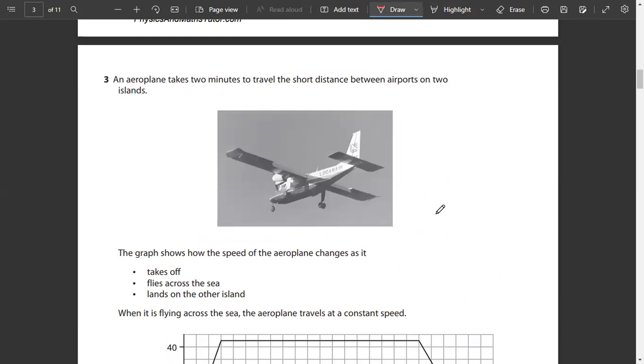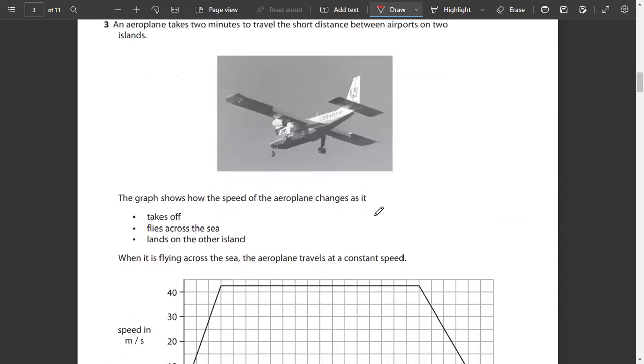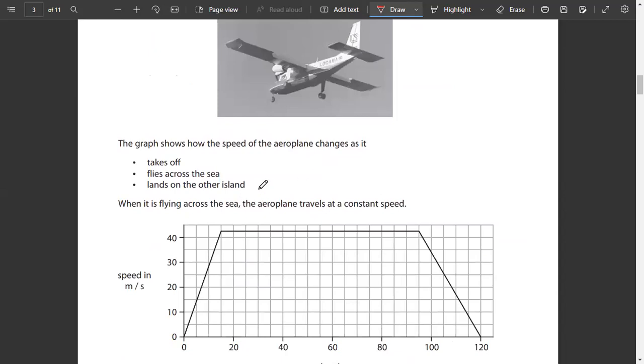An aeroplane takes 2 minutes to travel the short distance between airports on 2 islands. The graph shows how the speed of the aeroplane changes as it takes off, flies across the sea, and lands on the other island. तो 3 parts में आपका graph divided है of an aeroplane. When it takes off, ये part A of the graph is when it is taking off. आपके पास जो speed है, speed was actually increasing in the first part. Then it flew across the sea. When it was flying across the sea, I'll call it part B. It had a क्या था? It's a speed time graph.